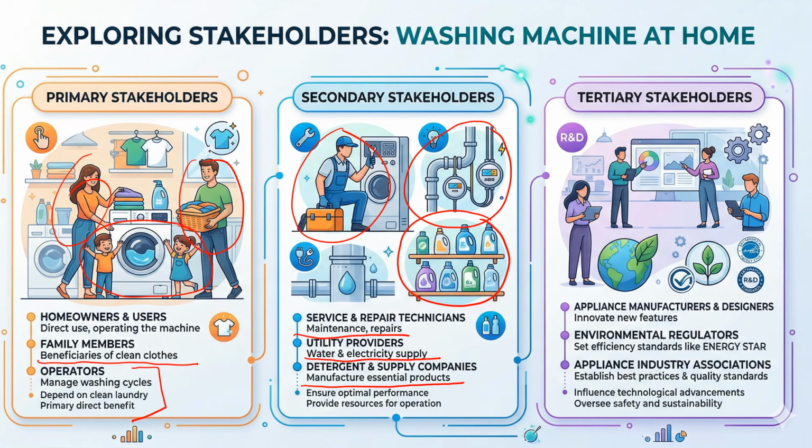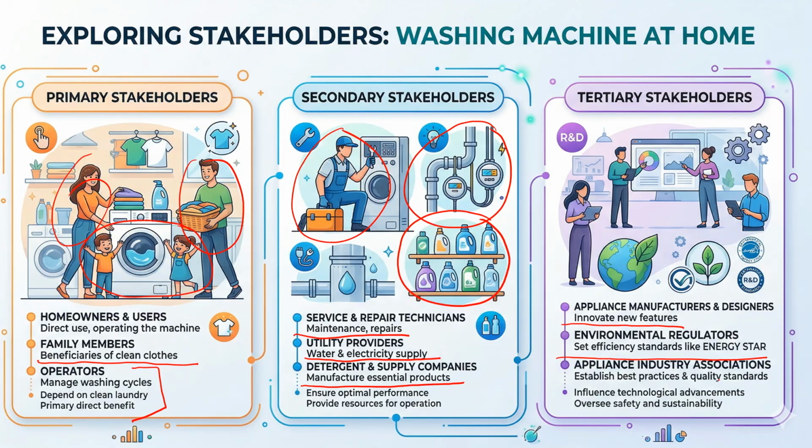Then comes the tertiary stakeholders. So appliance manufacturers and the designers over there, they innovate the new features which are going to go into the washing machines. The environmental regulations, let's say, so this set efficiency standards like Energy Star. So these are all organizations. You have to always remember, whenever you are doing this stakeholder identification, the stakeholder has to be human or a human entity. So when I am saying environmental regulators, it talks about a body made up of human beings, an organization, a regulating organization which sets efficiency standards like Energy Star, and we have to follow them.